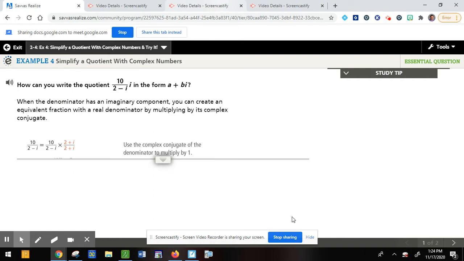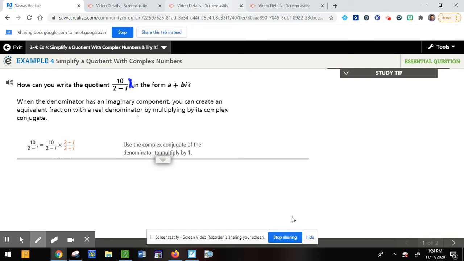So, it also appears that there's an extra, not sure what. I don't think that's part of it, right? It's just 10 over 2 minus i. When the denominator has an imaginary part to it, you can't have an imaginary number in the denominator and have it be considered simplified. What you're going to do is multiply by its conjugate.